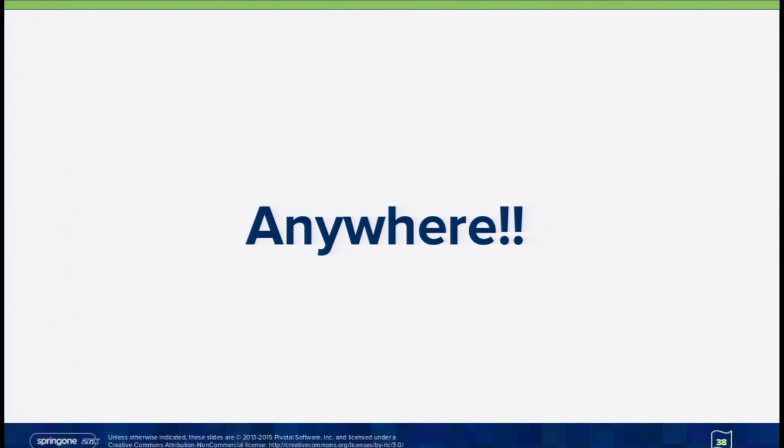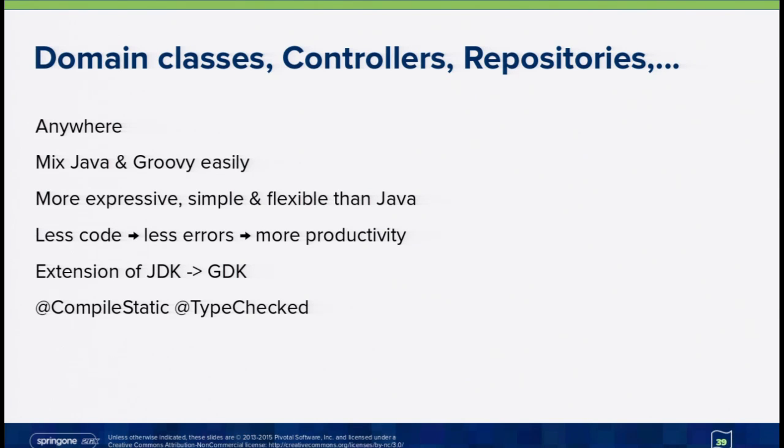As I said before, we can use Groovy anywhere in our Spring Boot applications. We can use Groovy in controllers, domain classes, repositories, services, anywhere. And if we need, we can combine Java and Groovy easily. That is, if we need to have classes in Java for one reason, and on the other hand, classes in Groovy, it is possible, okay? And you must know that the most important feature of using Groovy over Java is that our application will be very simple, expressive, and flexible, and we'll have less code, and if there is less code, there will be fewer errors, and we are more productive.